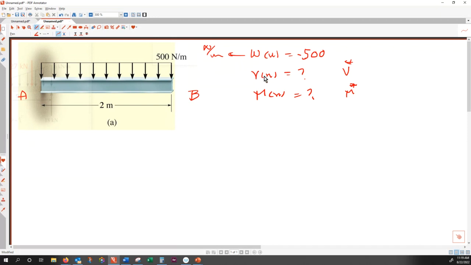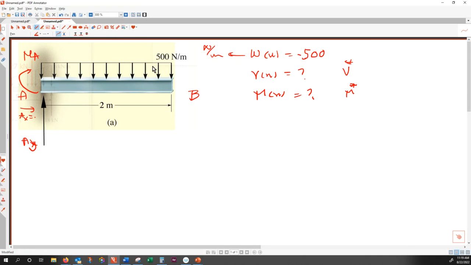All right. So how do I find everything else? First thing first, I have to find the reactions. To find the reactions, this is a cantilever. I want to draw the free body diagram. That is A of X, sorry, A of Y. A of X is 0. And what about the bending moment? The bending moment, that is M of A. So how do I find M of A?